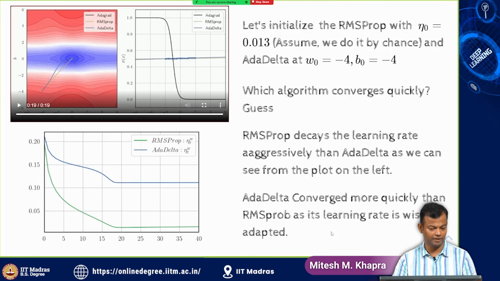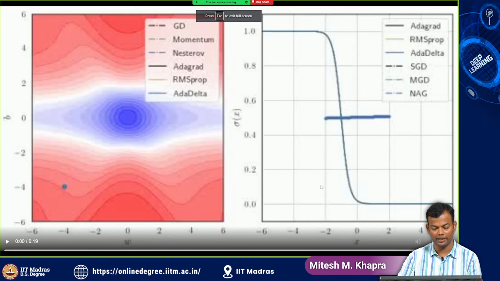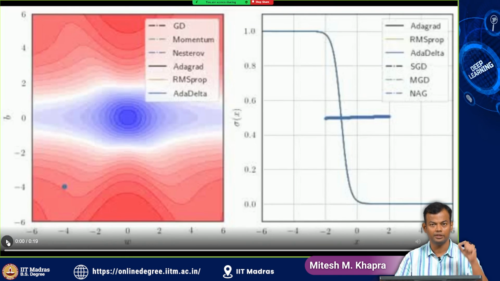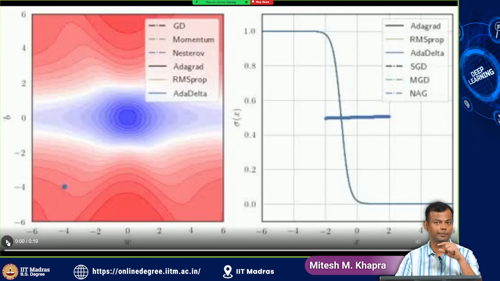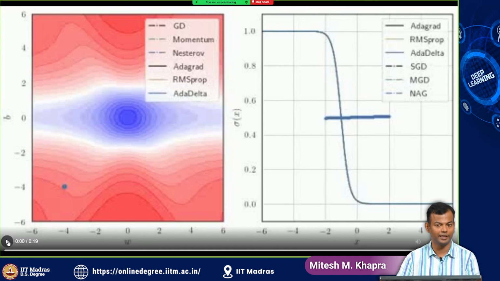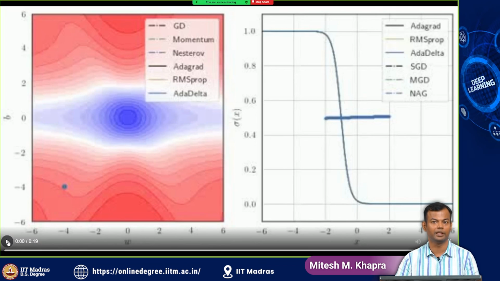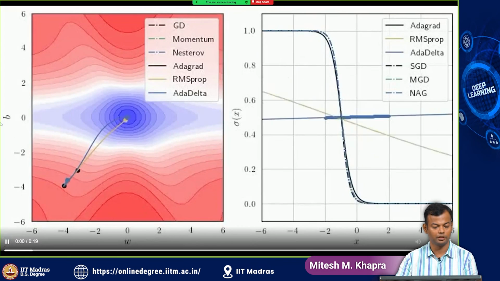Yeah, so that's what we have already gone through. Now let's put all the algorithms together on one plot and see how they behave. So the same loss function, same starting point, and we have these different algorithms right from gradient descent all the way up to Adadelta. And Adadelta is the only one which has this adaptive learning rate in the sense of not having an initial learning rate, right? So let's see.